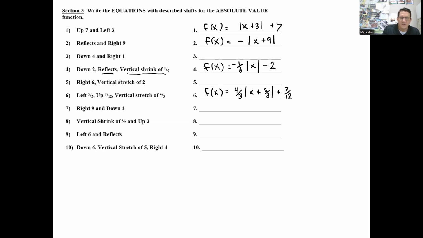And let's just do one more. I'm going to skip down to 10. So I have a vertical stretch, so I have a multiplier of 5 out in front. Down 6, that's going to be on the outside, so that's -6 outside of the parentheses. Right 4, so again, it's opposite of what you think, so that's going to be -4 on the inside. And that is all there is to that, and I think we are done.